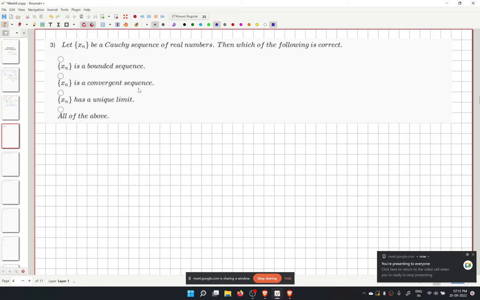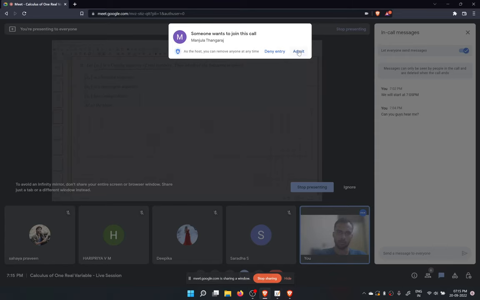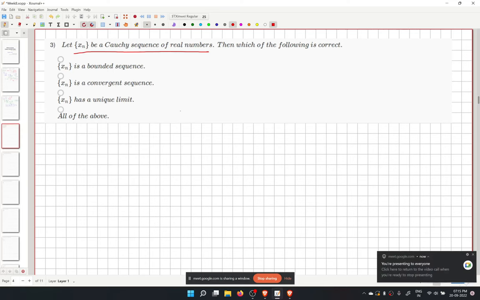So here we are given a statement that xn is a Cauchy sequence of real numbers, then we have to tell which of these options are true, or if all of them are true. Okay, so xn is a Cauchy sequence of real numbers. And what is a Cauchy sequence?